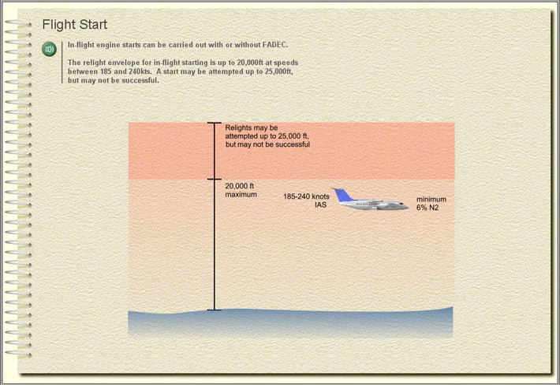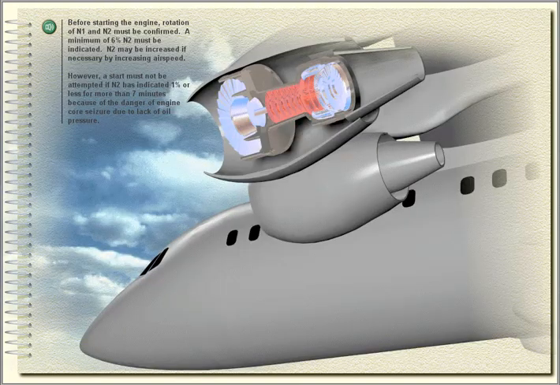Flight start. In-flight engine starts can be carried out with or without FADEC. The relight envelope for in-flight starting is up to 20,000 feet at speeds of between 185 and 240 knots. A start may be attempted up to 25,000 feet, but may not be successful.